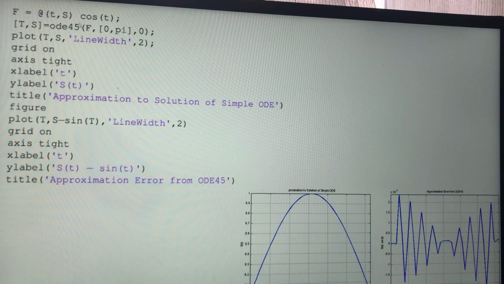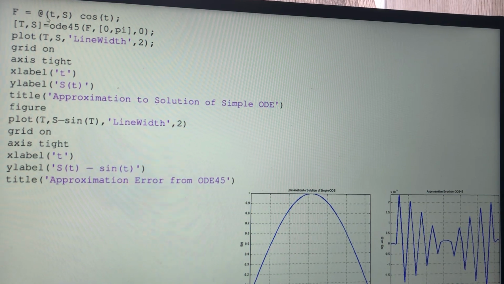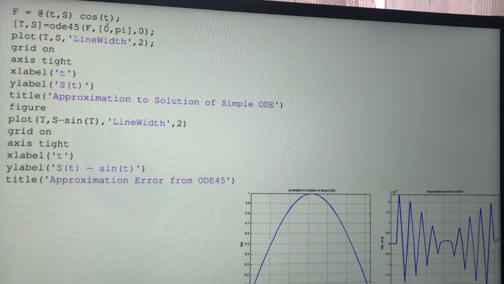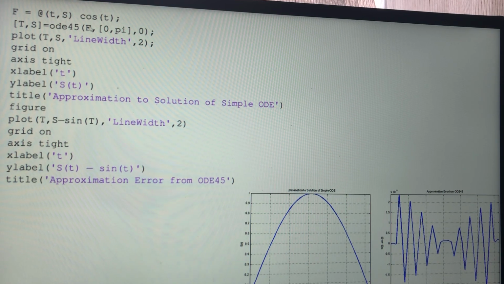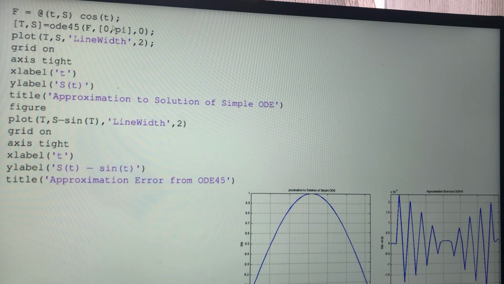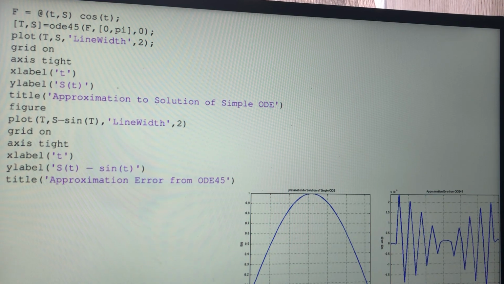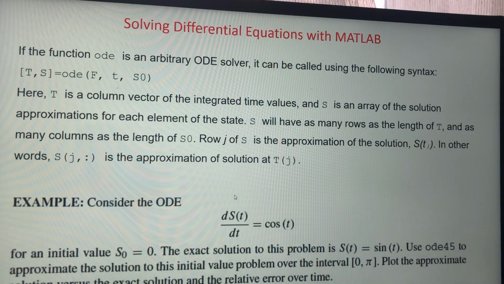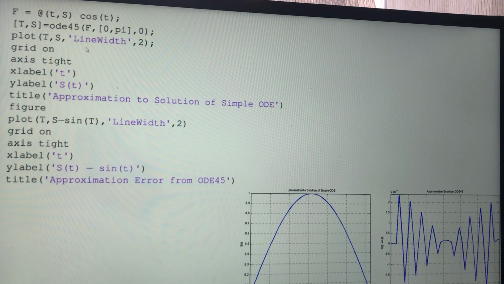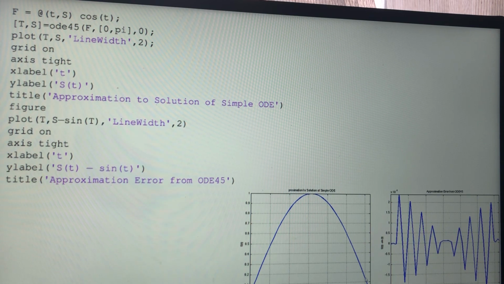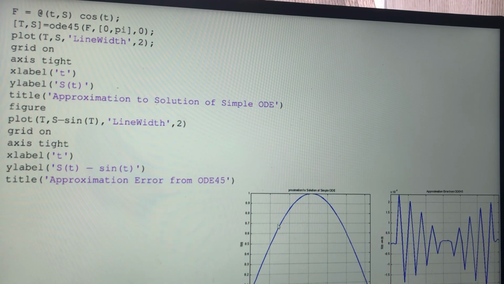This is the right hand side with the at sign we defined. We said that it will depend on t and s, cosine t, and here our f is in there, and our t is from 0 to pi, and the initial value is 0. Now t is the time, s is the solution of your differential equation, and you can just plot this solution as you can see here. So this is the numerical solution.